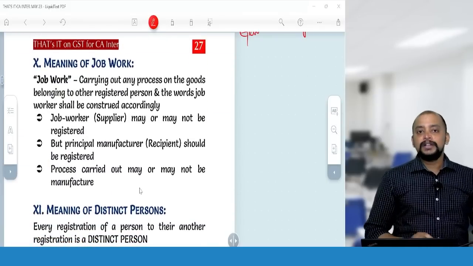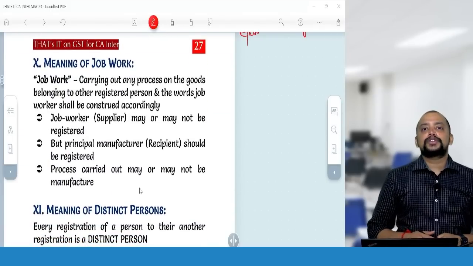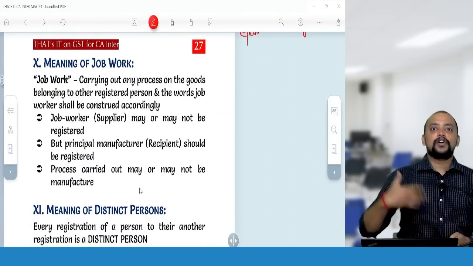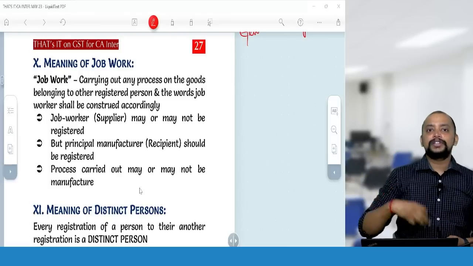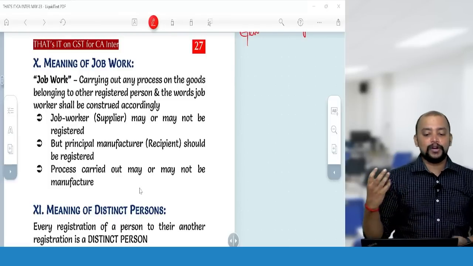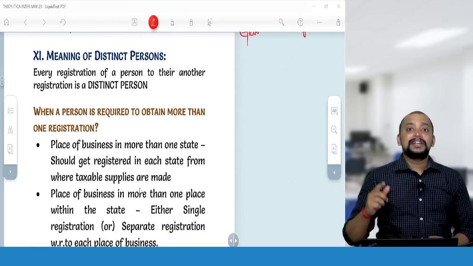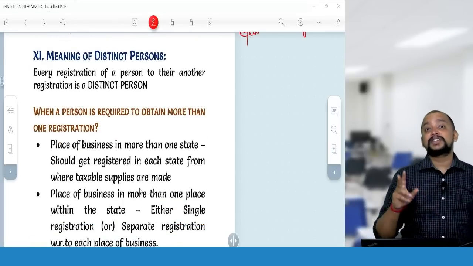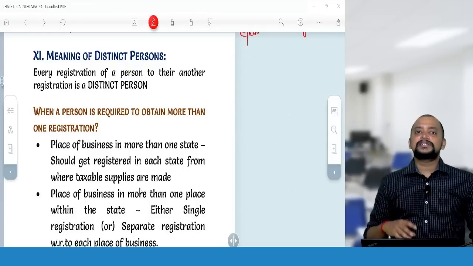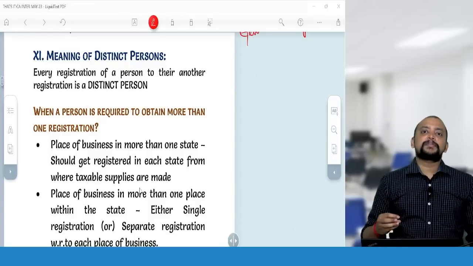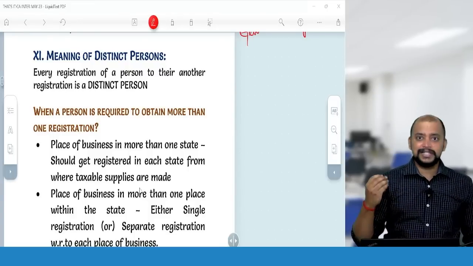Then job work. Job work means carrying out process on the goods belonging to another person. So I got some goods, and on those goods I do some process, then it will be called job work. Then distinct persons, because we have related party transactions including transactions between distinct persons. So who are distinct persons? One registration of a person to their another registration is known as distinct person.